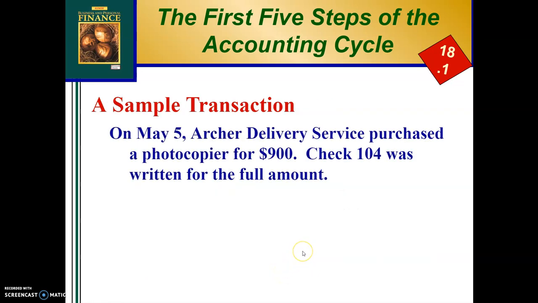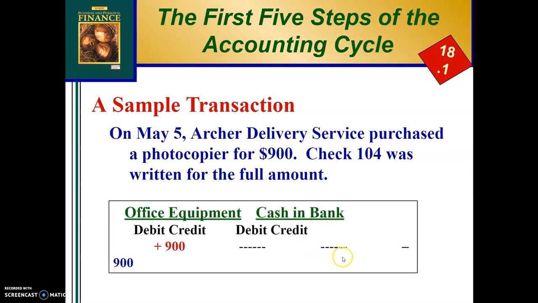A sample transaction, let's take a look at this one. On May 5th, Archer Delivery Service purchased a photocopier for $900. Check 104 was written for the full amount. So in order to record this transaction, and the slide is a little bit off here, we want to debit office equipment showing an increase of $900, and then we are going to credit cash and bank to make the cash and bank account decrease by $900 because we basically took $900 cash and bought a photocopier.